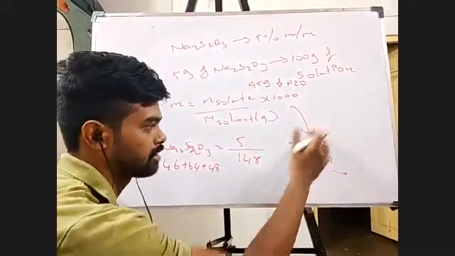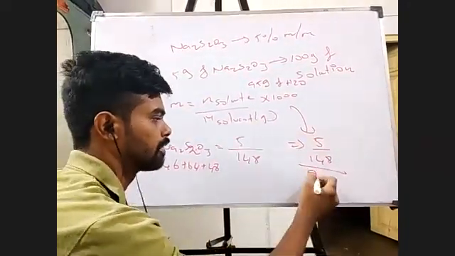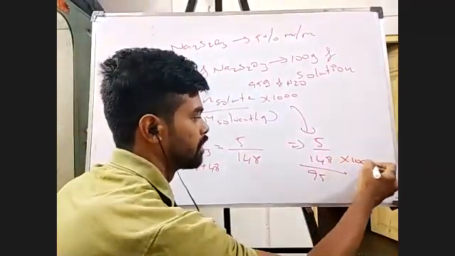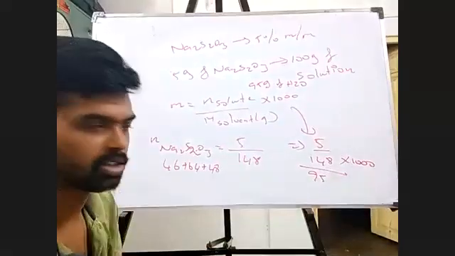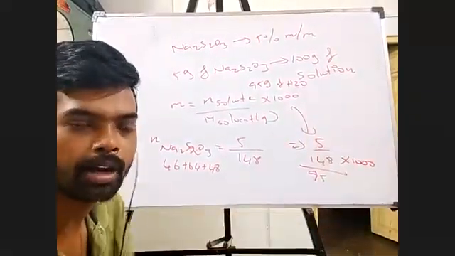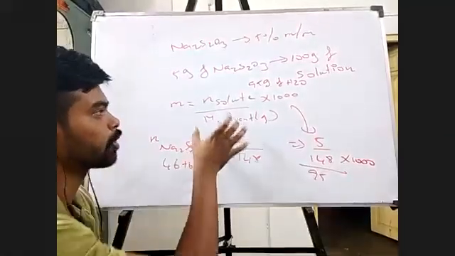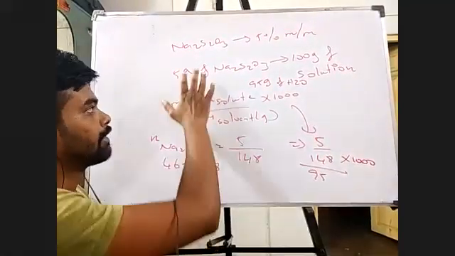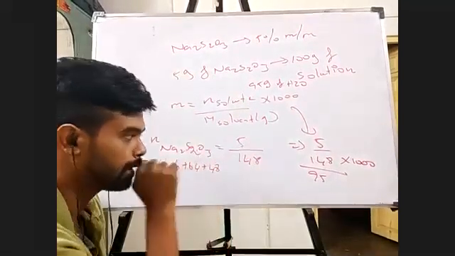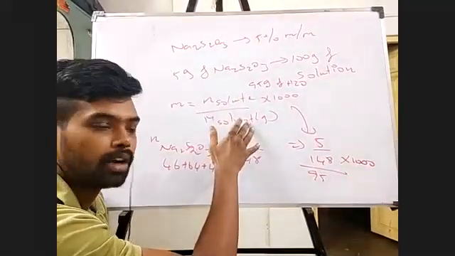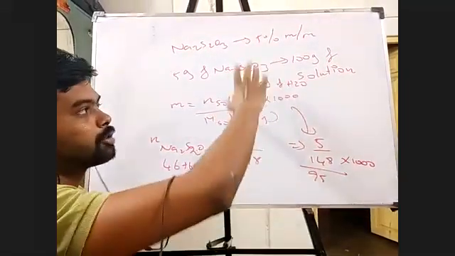Now I'll substitute it there. This is the number of moles which I found out, divided by 95 grams of water into 1000. You don't have to calculate, you can do the calculation later. So understood how are we calculating molality? For molality, I require the number of moles of solute. I calculated: given mass 5 grams divided by the molecular weight 148. Now divided by the mass of solvent. Now mass of solvent, I'll be able to easily understand.